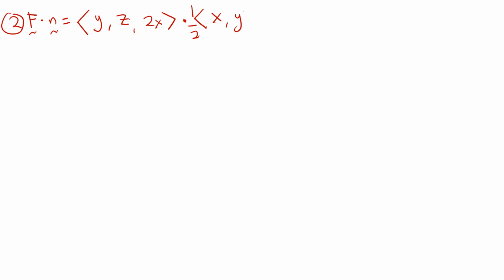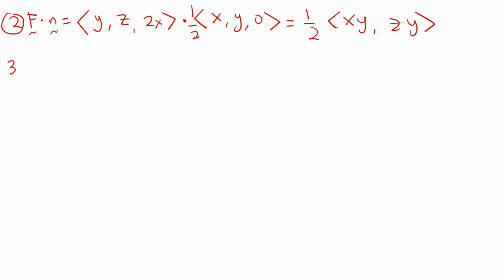Then, step number 2, you find F dot n. F given in the question is y i plus z j plus 2x k. Okay, this is F, and the dot product with n is 1 over 2 (x i plus y j). Sorry for the mistake, I should put 0 here. So it will give you 1 over 2 (xy plus zy), and 0 dot product with 2x is 0. Okay, so this is F dot n.